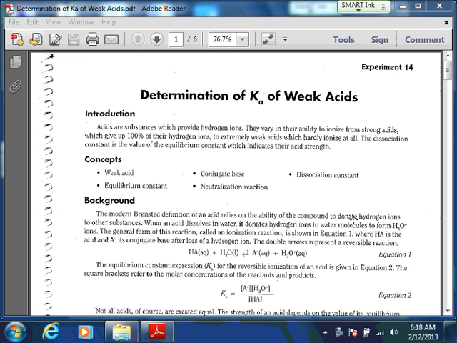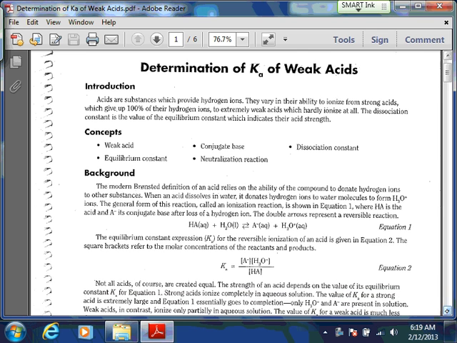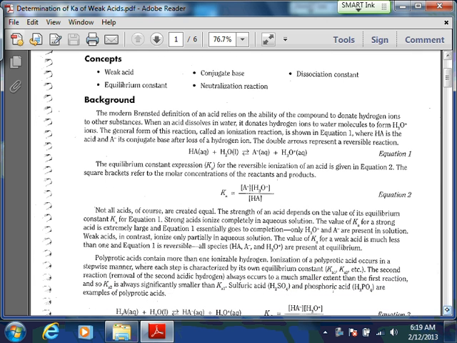This is the determination of the Ka for weak acids. Okay, and this is actually a pretty cool lab. It's very simple, and the idea behind it is pretty smart actually. So I'm going to explain kind of how this works and why we're doing it the way we're doing it, and hopefully this will make sense to you. Okay, so you're going to want to read the background on this one.